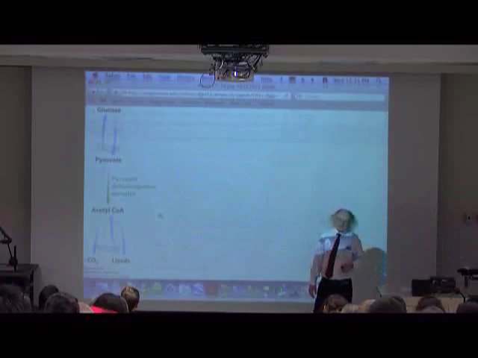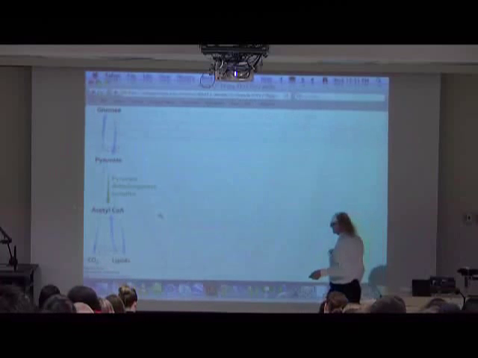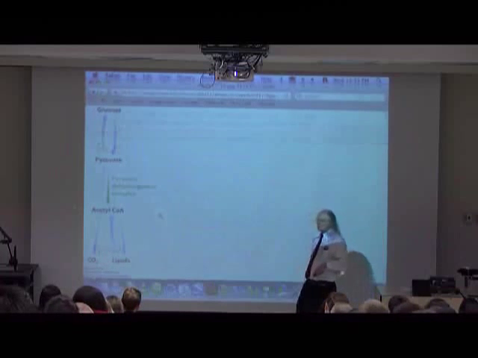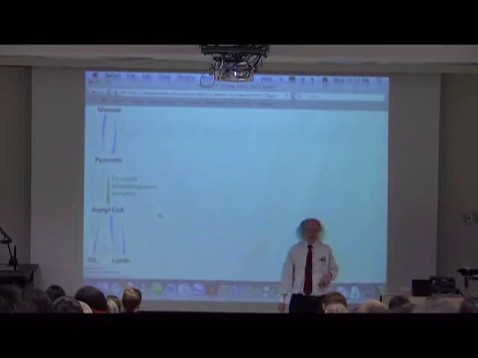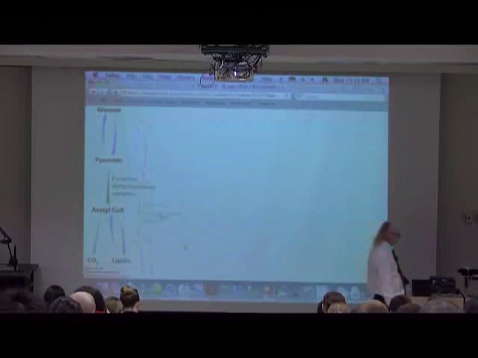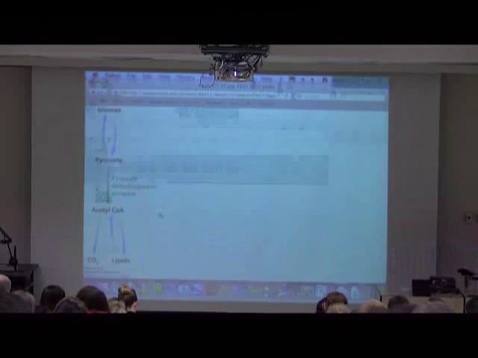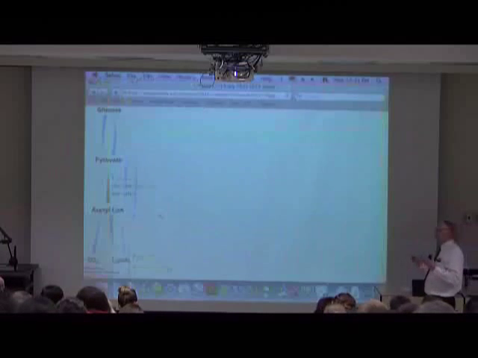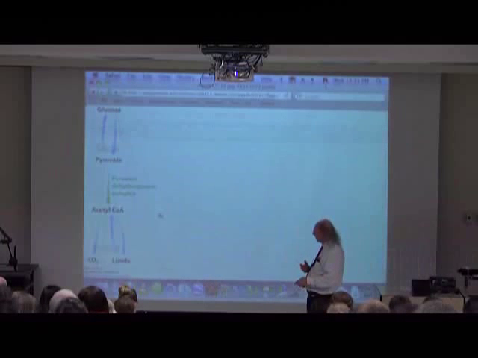I've already shown you how the cycle relates to glycolysis. Glucose converted to pyruvate, pyruvate converted to acetyl-CoA. Acetyl-CoA can go to several things. If we have a need for energy, we will run the citric acid cycle because the citric acid cycle provides us with NADH and FADH2, which are great sources of energy for making ATP. So if we need the energy, we're going to go to the left.